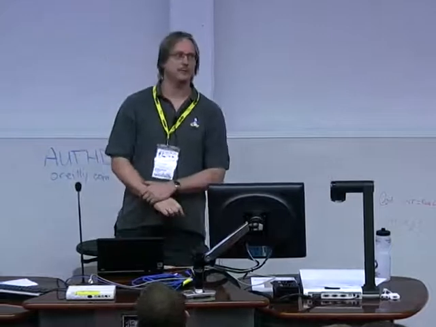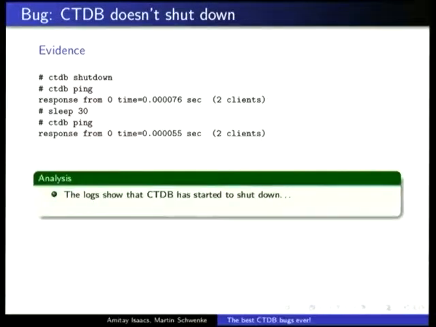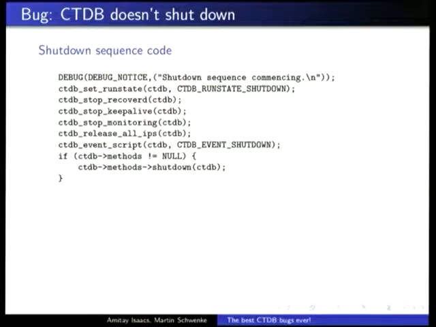So we've got the CTDB shutdown command, and it's meant to shut down CTDB. So what goes wrong? We do CTDB shutdown. We run CTDB ping, and it says, yep, still there. We wait 30 seconds. We ping it again. Still here. Oops. So when we look in the logs, yeah, the message got there. It started shutting down. It got up to somewhere, but it never finished. So here's the shutdown sequence.